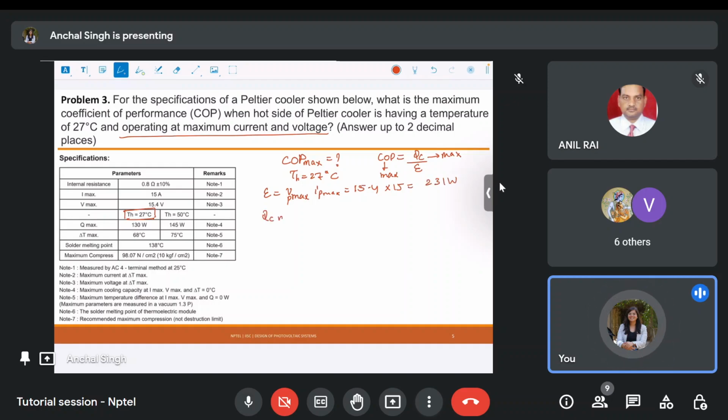And from the data sheet, QC max for TH equal to 27 degrees Celsius is 130 watts. Therefore, coefficient of performance will come out to be 130 by 231, which is 0.563.